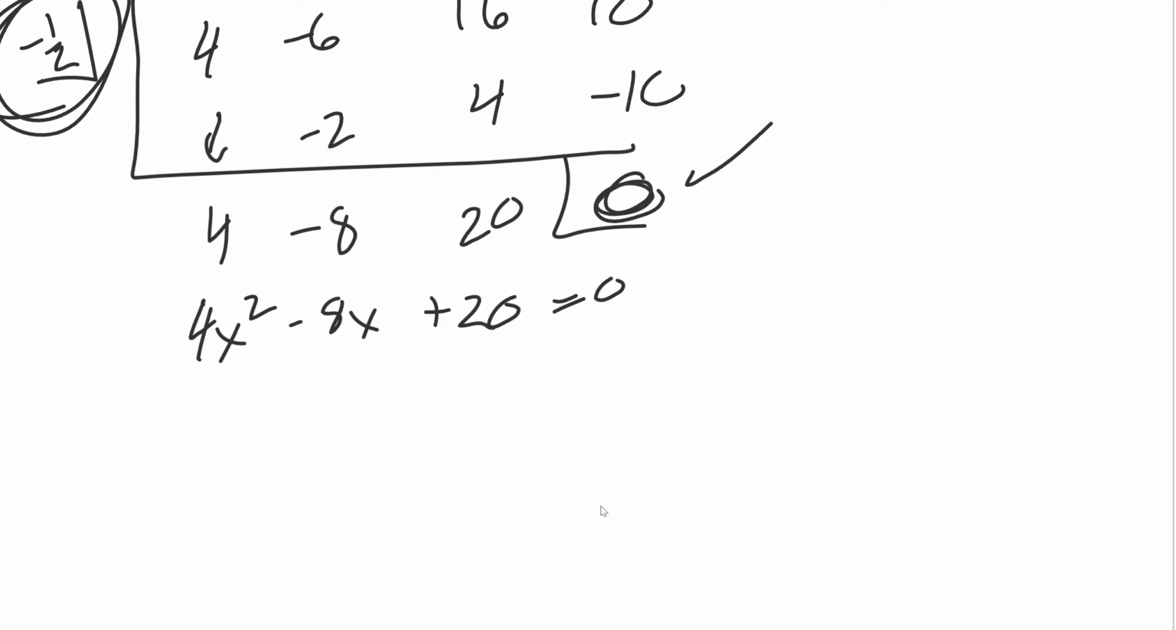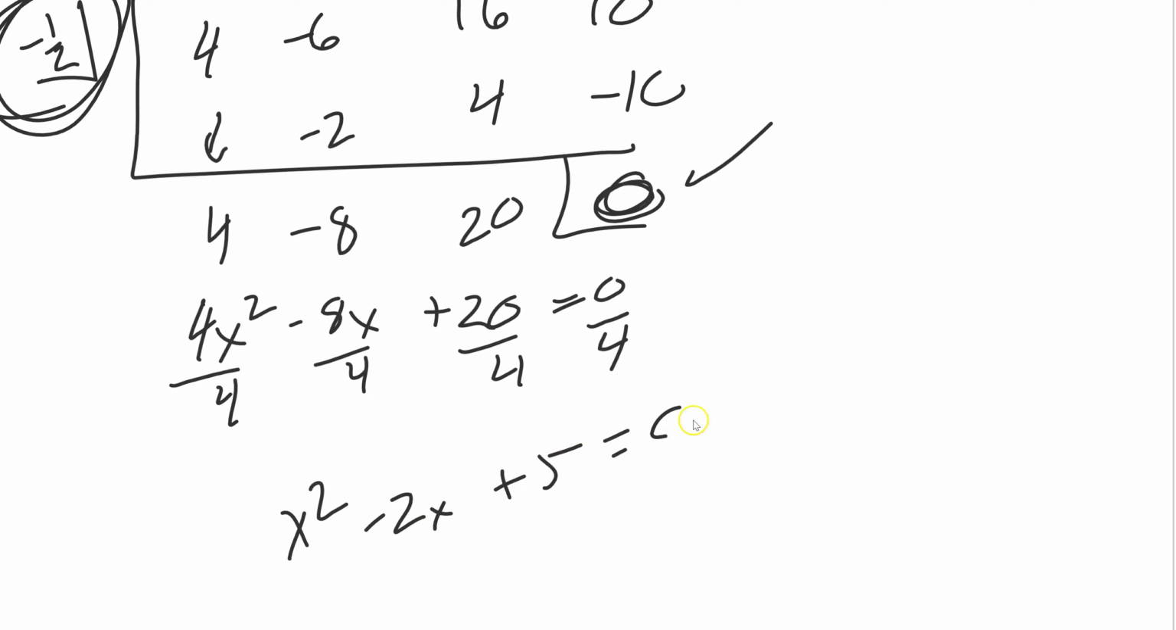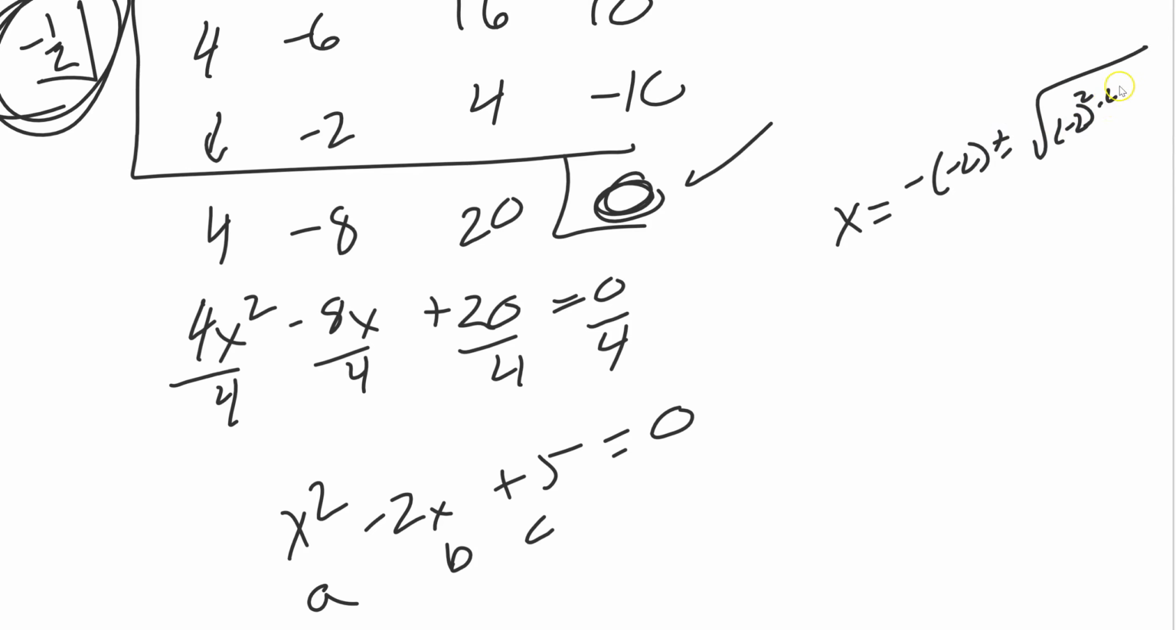You can either factor or use the quadratic formula. I know it's going to be imaginary, so it's going to be quadratic formula. But again, let's make life easier. Notice they all divide by 4. So I get x squared minus 2x plus 5 equals 0. As you can tell, it's not factorable. So I'm going to do a little quadratic formula. x equals negative b plus or minus the square root of b squared minus 4a times c, all over 2a. So I get 2 plus or minus the square root of, this is 4 minus 20, so negative 16.